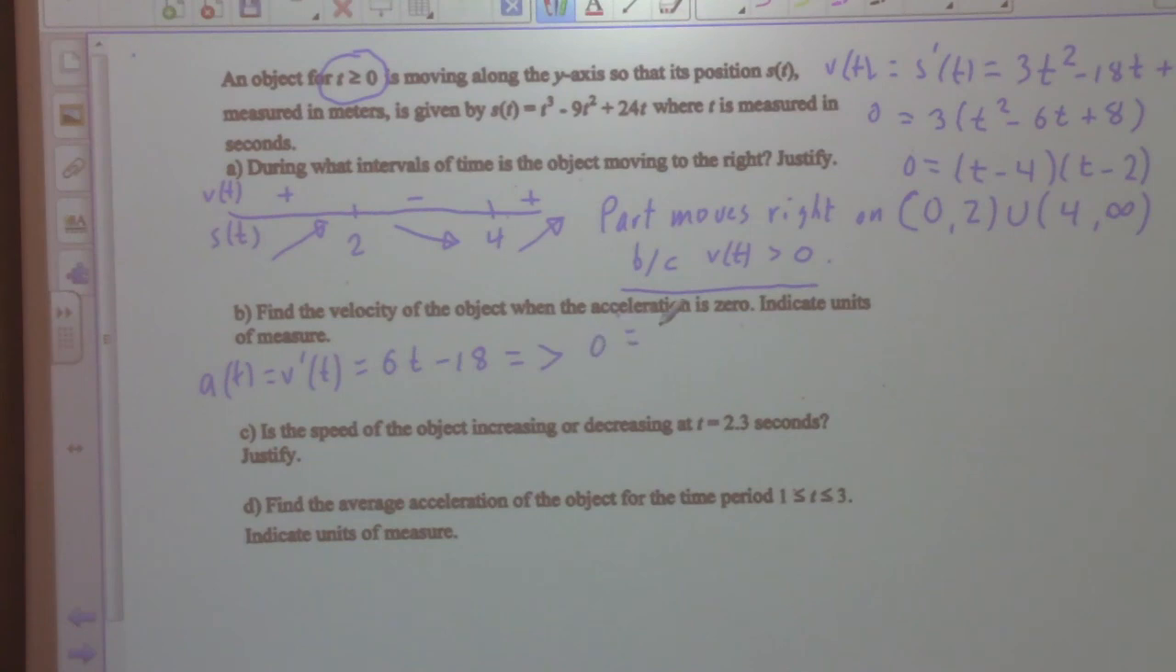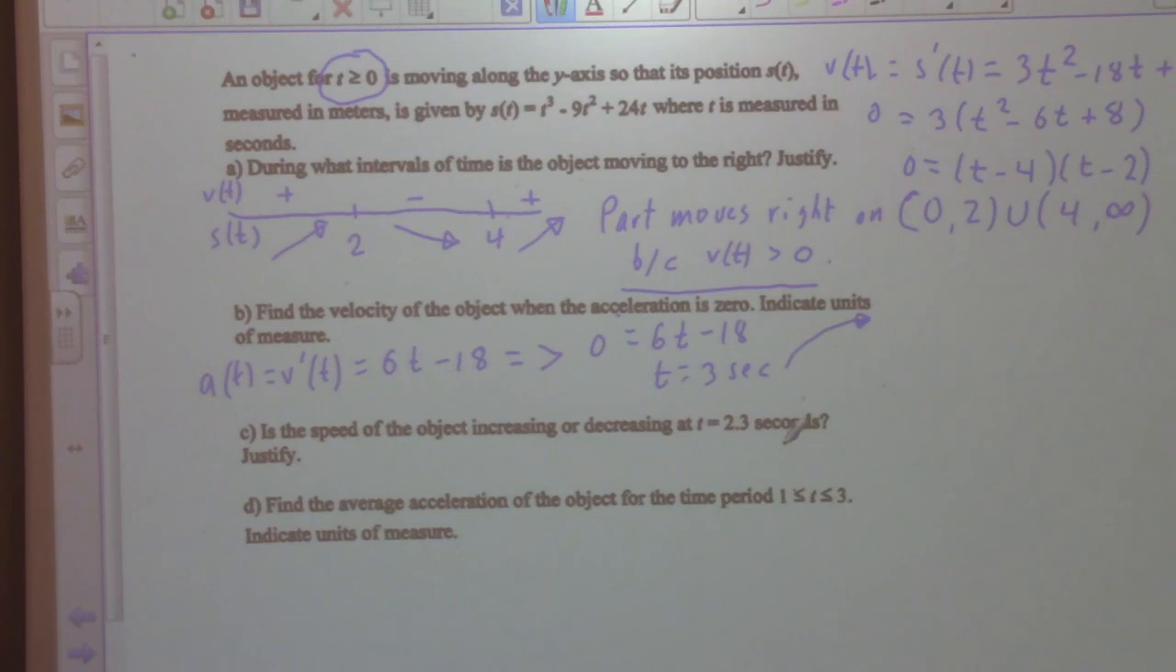0 equals 6t minus 18. So we add 18, divide by 6, so t is equal to 3, right? So that's t equals 3 seconds. And so what do we do with this 3 now? Because that's when the acceleration is 0. We take this 3 and do what with it?